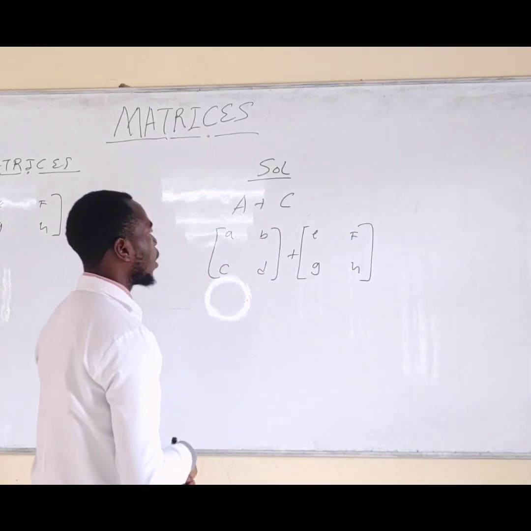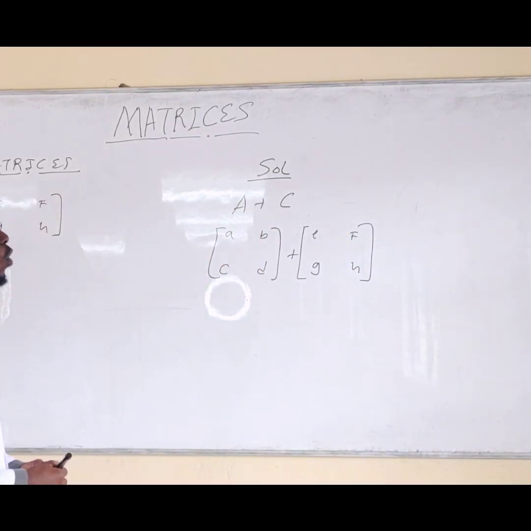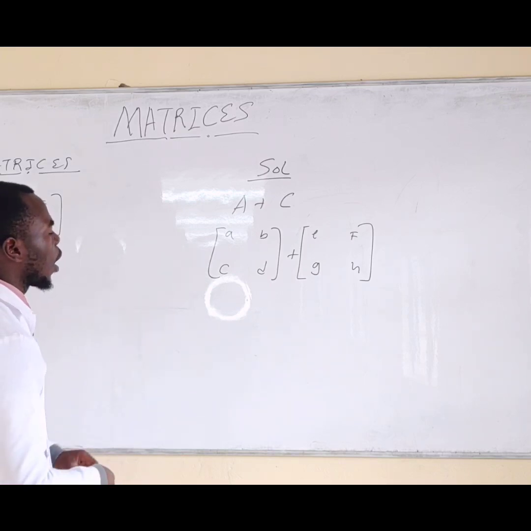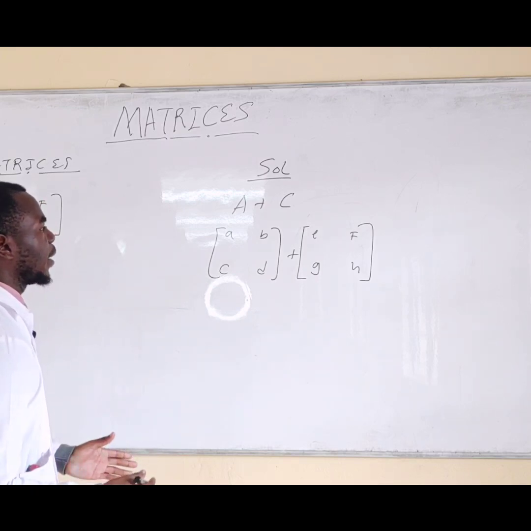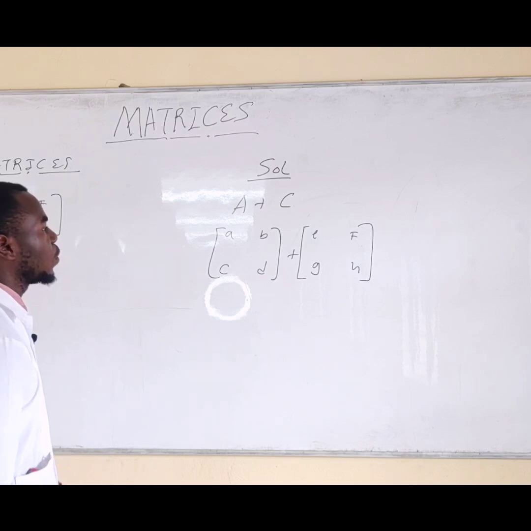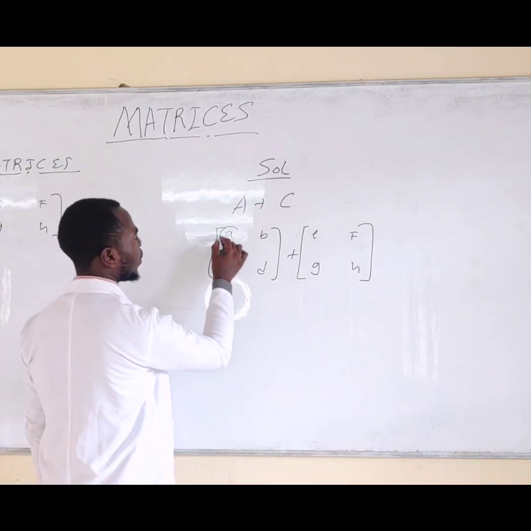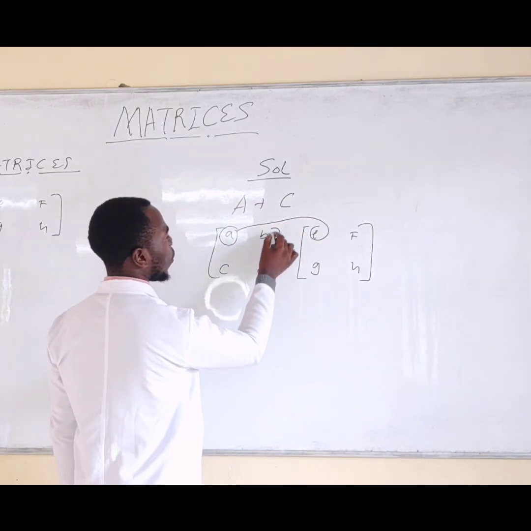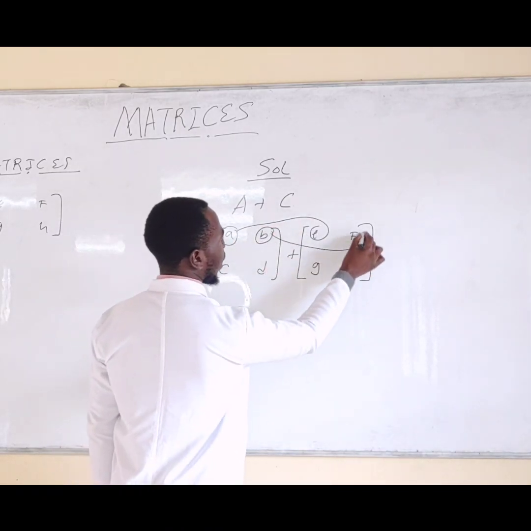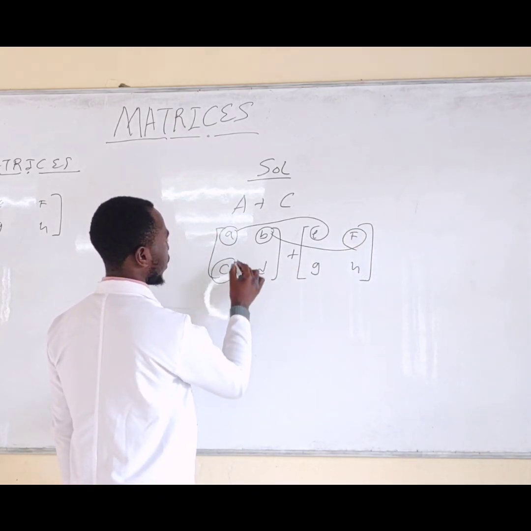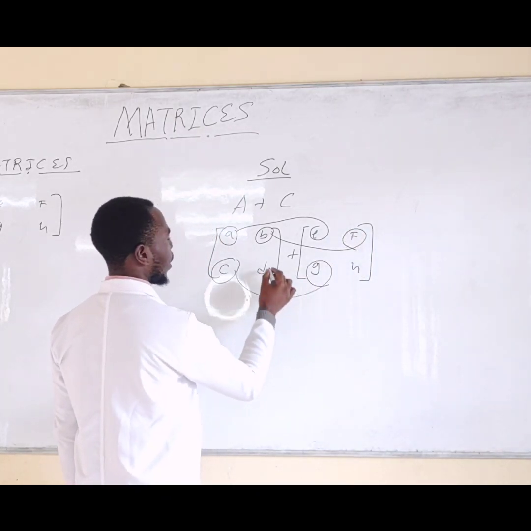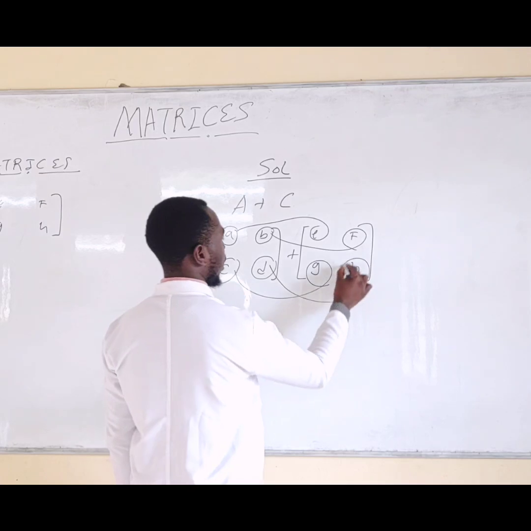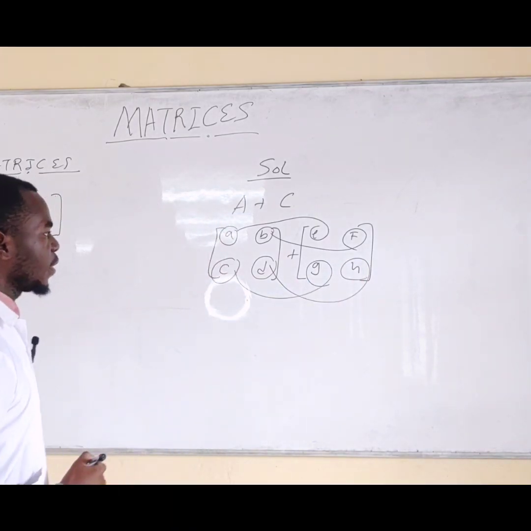Something like this. Now to add matrices, what are you going to do? We add matrices according to their complementary partners. According to their what? Complementary partners. I believe the partner of A is E, and the partner of B is F, and the partner of C is G, and the partner of D is H.